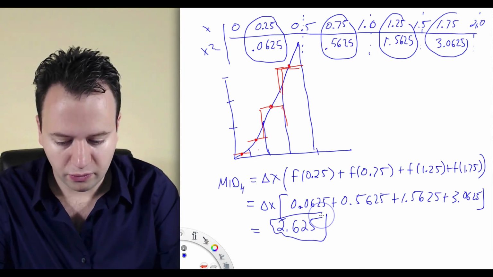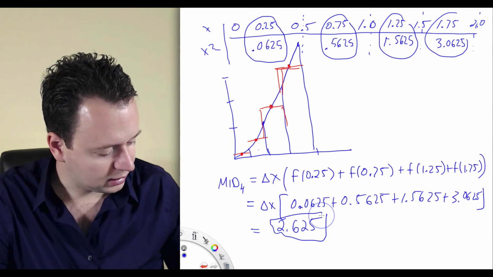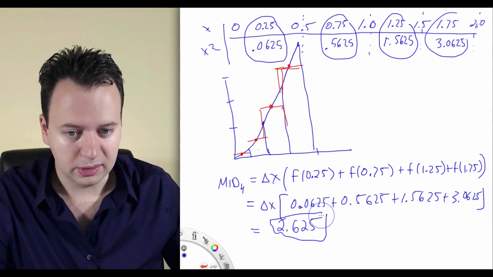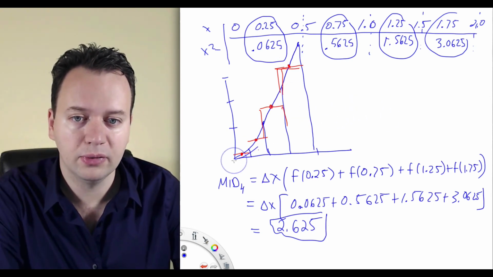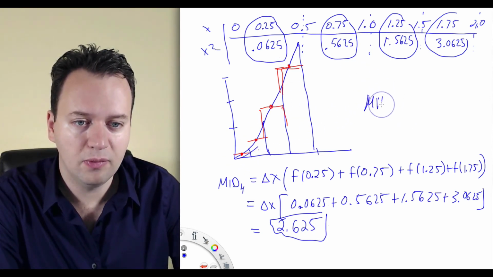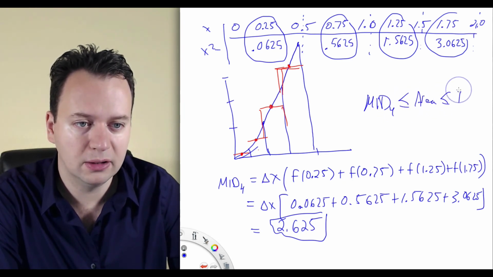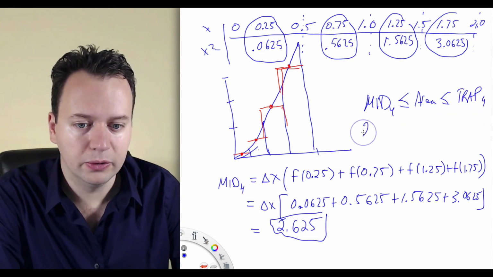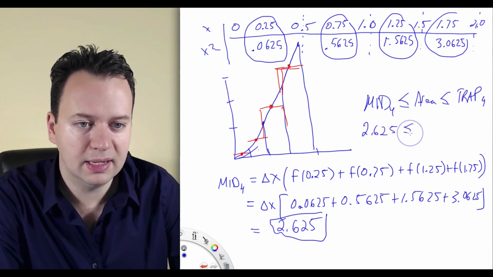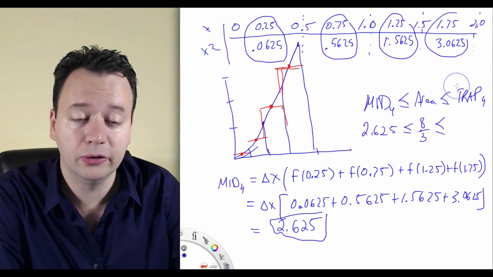Now 8 over 3 is 2.66666. So it's an underestimate. And notice that the function is concave up. So for concave up, the midpoint rule should be less than the actual area, and it should be less than the trapezoid rule. So 2.625 is indeed less than or equal to the area, which was 8 over 3, and it has to be less than or equal to the trapezoid rule.